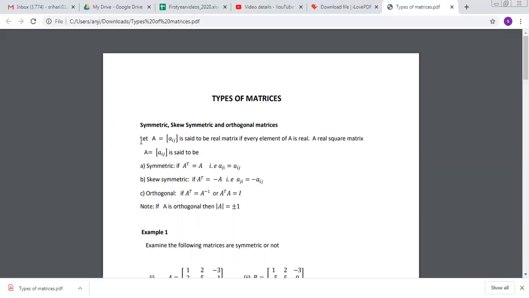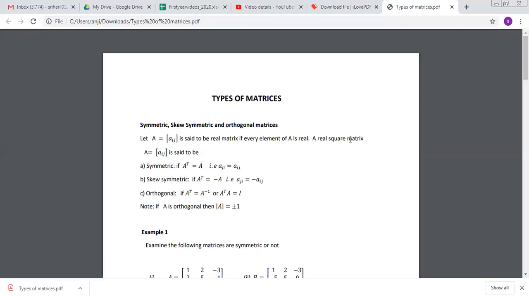A = [Aij] is said to be a real matrix if every element of A is real. Here is the definition of a real matrix. If all the elements of a matrix are real numbers, then it is a real matrix, right? So this is it.